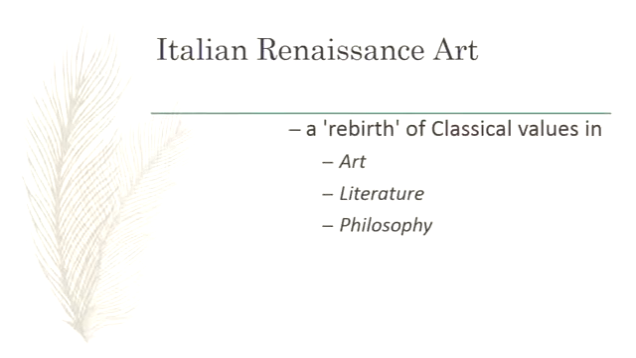Also, we are going to discuss Italian Renaissance art. The Italian Renaissance was a rebirth of classical values in art, literature, and philosophy. It was a period of artistic development in Western art that stretched from the revival of naturalism in the art of Giotto at the end of the 13th century to the expressive forms of Mannerism in the art of Michelangelo at the start of the 16th century.